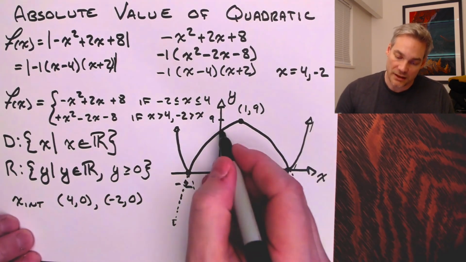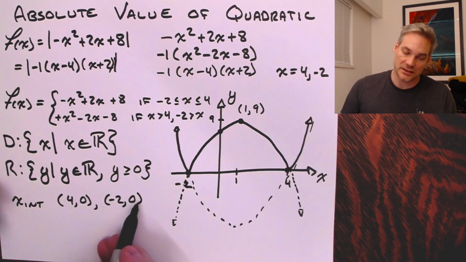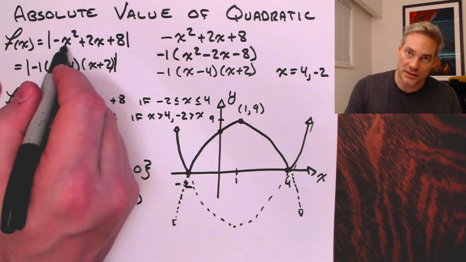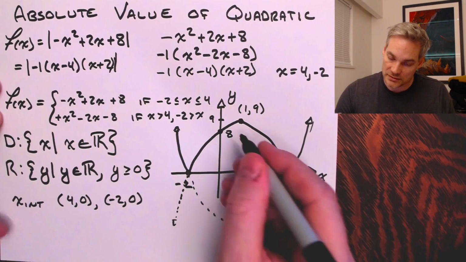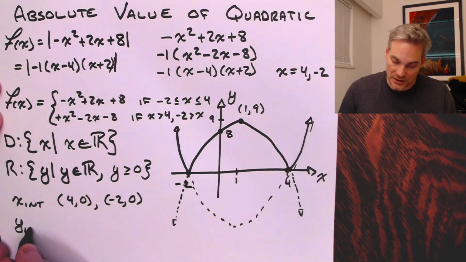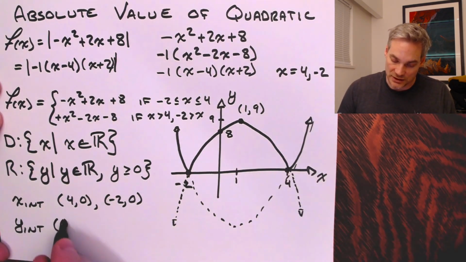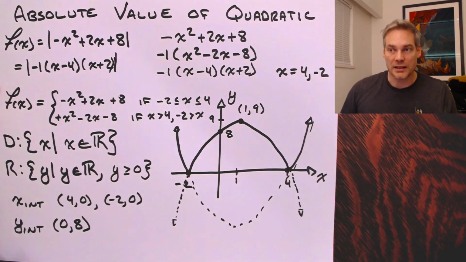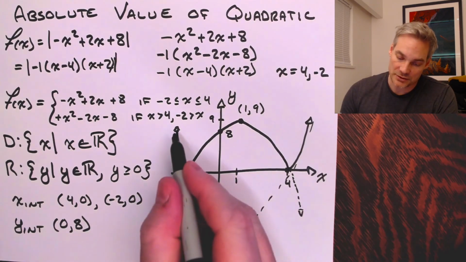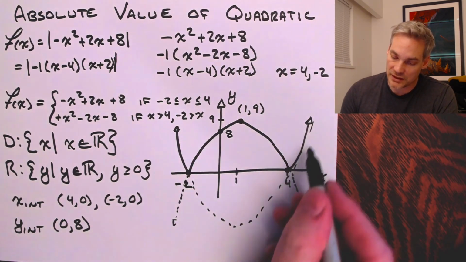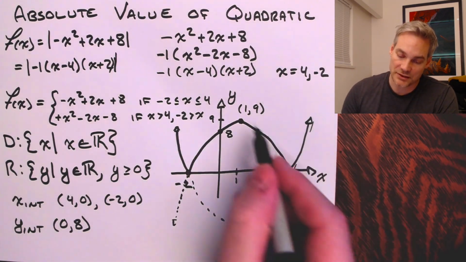The only point we don't have is our y-intercept, but that's quite easy to find. That's when x equals 0. So we just put a 0 in here and we find that it's 8. So our y-intercept is actually at 0, 8. And that would be the last point that we'd have to find on here. But this is exactly what the graph of the absolute value of a parabola is.